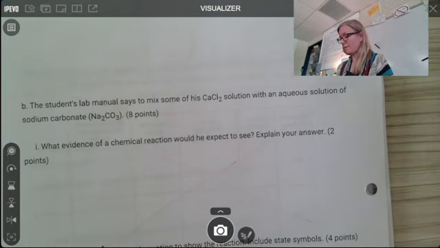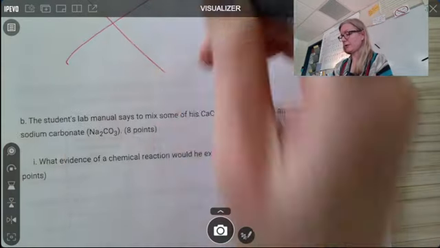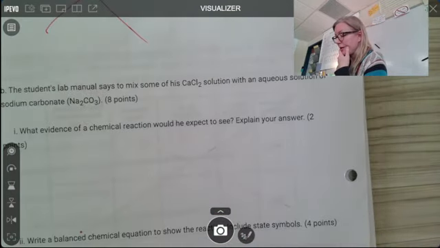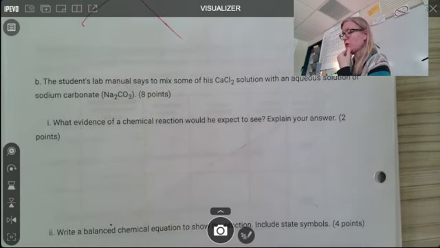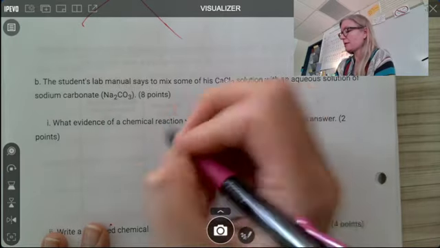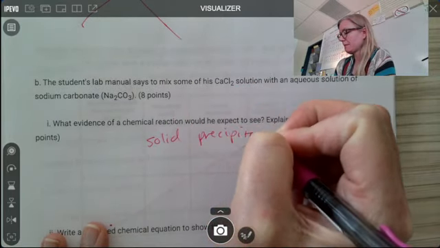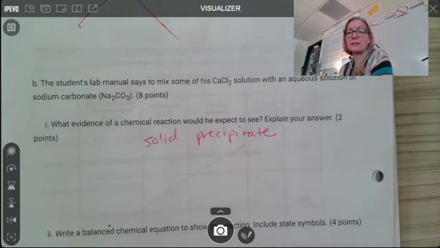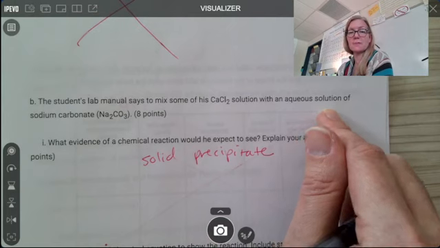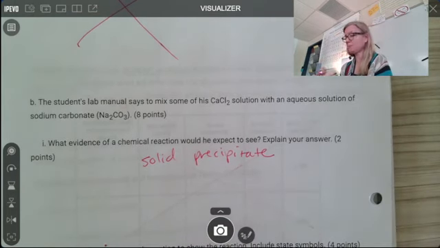4B, so yeah, you don't have to do 4A at all. For this one, what evidence of a chemical reaction would you expect to see? I'm not sure how they would expect you to know this, so I'm just going to tell you the answer. You would expect to see a solid precipitate. You would expect to see a solid product show up that does not dissolve in water, because you're mixing two solutions. It's going to be a double displacement reaction, and one of the products will not dissolve in water.